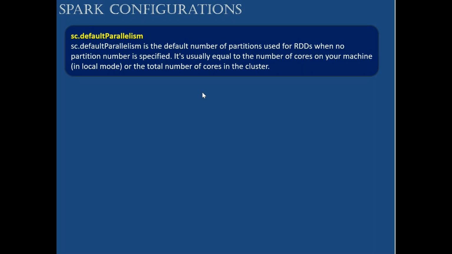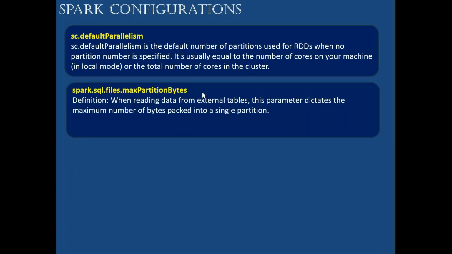The total number of cores in the cluster means, let's say you have taken 2 machines in the cluster, and each machine has 4 cores, then the total number of cores is going to be 8. Understood? So I'll show you what the default parallelism is.